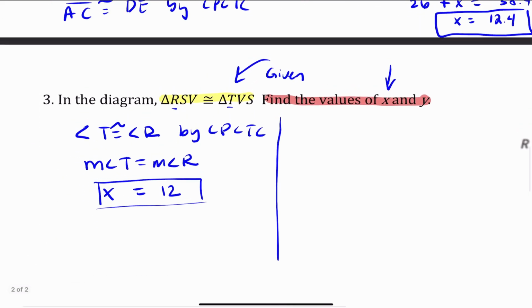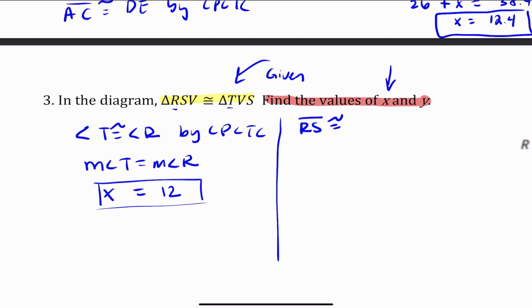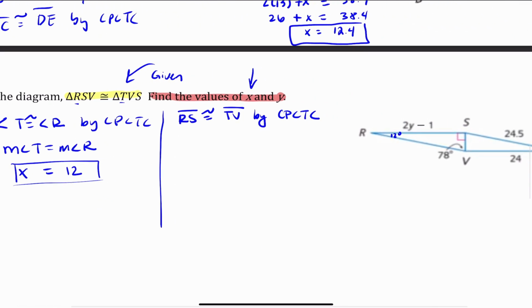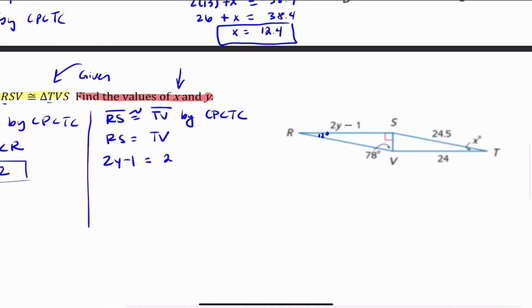So segment RS is congruent to segment TV by CPCTC. And then using the language of algebra, RS is 2y minus 1, and TV is 24. So 2y is equal to 25, and then y is equal to 25 over 2, which simplifies to 12.5.